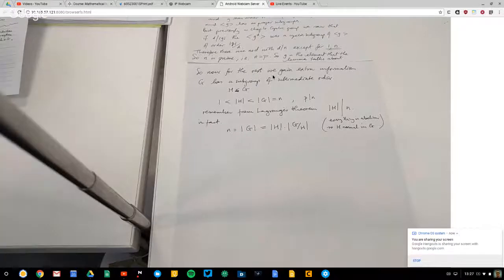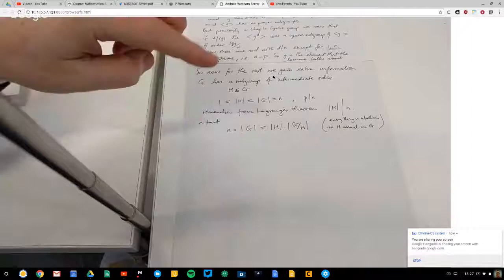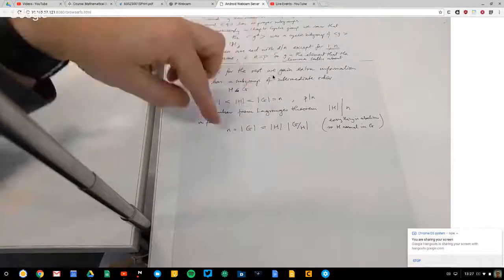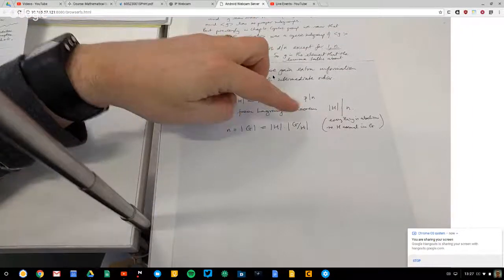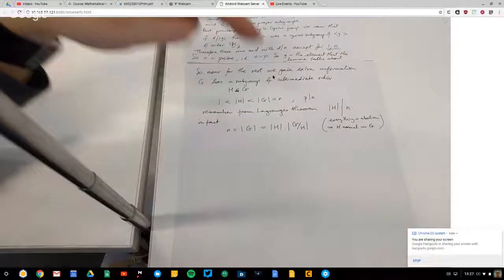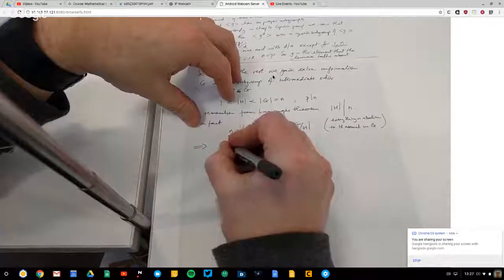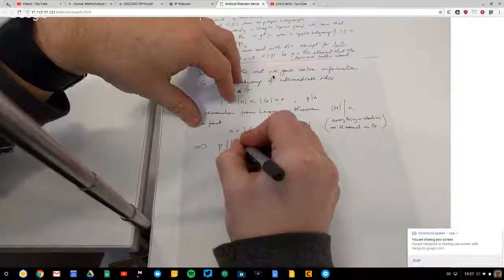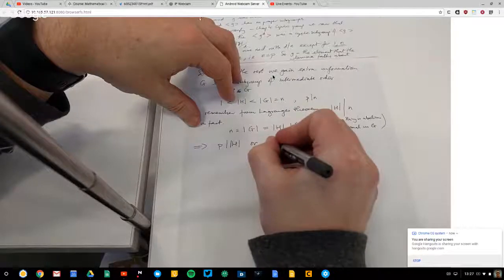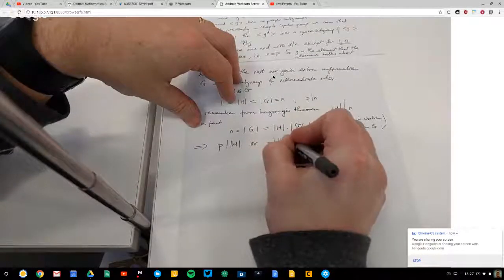So conclusion, what does that tell us? P divides n, so it divides one of those two. It's the quintessential thing about prime numbers. If a prime number divides the product, it can only do that by dividing one of the factors. You can't split up P and put a bit of it in here and a bit of it in here because it's a prime number. So that implies P divides the size of H, or P divides the size of G mod H.